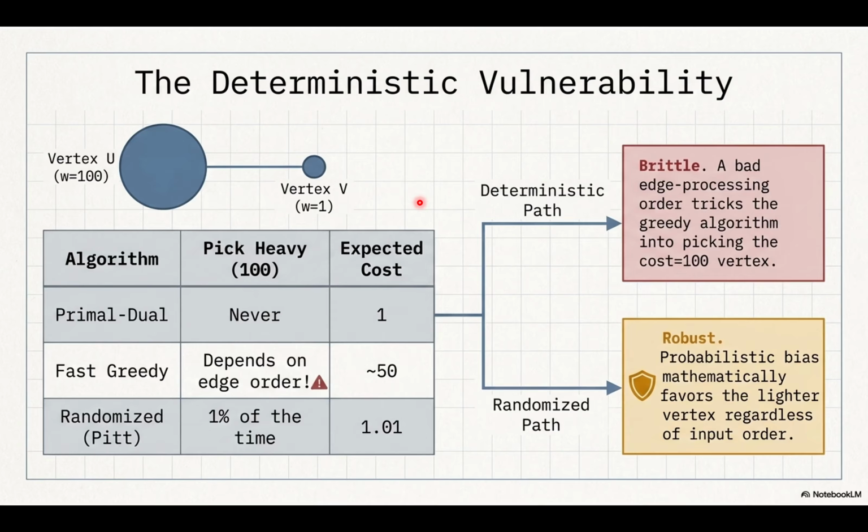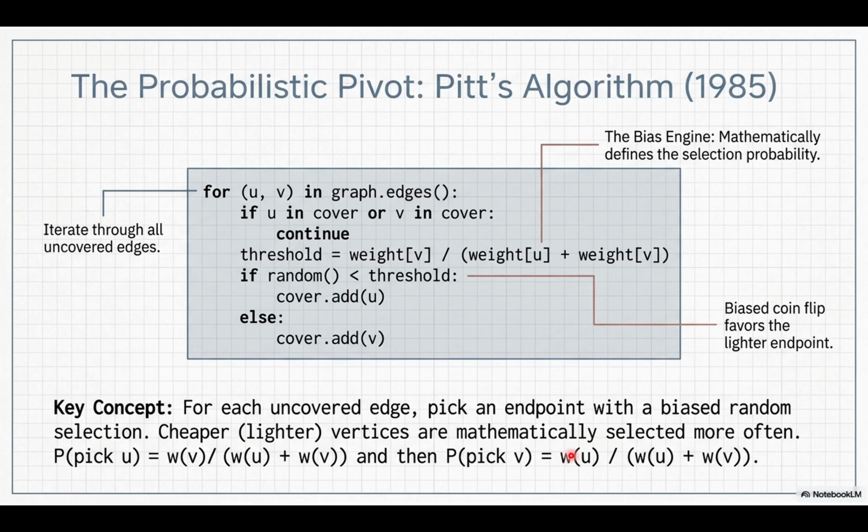So if the strict rules fail, you have to inject chaos. Or, well, probability. Exactly. This brings us to a major pivot from the 1980s, Pitt's algorithm. Published in 1985. Pitt realized deterministic gaps were too brittle, so he introduced a randomized coin flip. But it's not a fair 50-50 coin, right? No, it's a mathematically biased coin. When Pitt's algorithm looks at an uncovered edge, it uses a randomized selection that heavily favors the lighter endpoint, based on the inverse proportion of their weights.